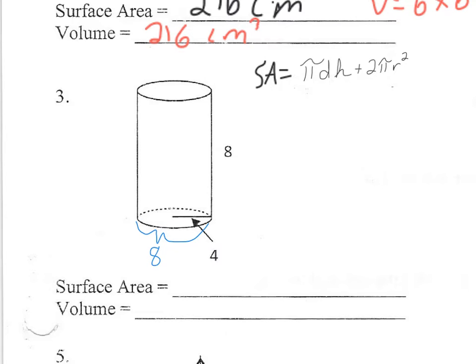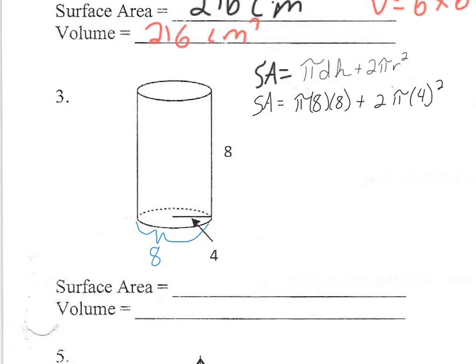So now I have all those pieces. I can plug those in. So I've got surface area equals pi times the diameter, which is 8, times the height, which is 8, plus 2 times pi times the radius, which is 4, squared.